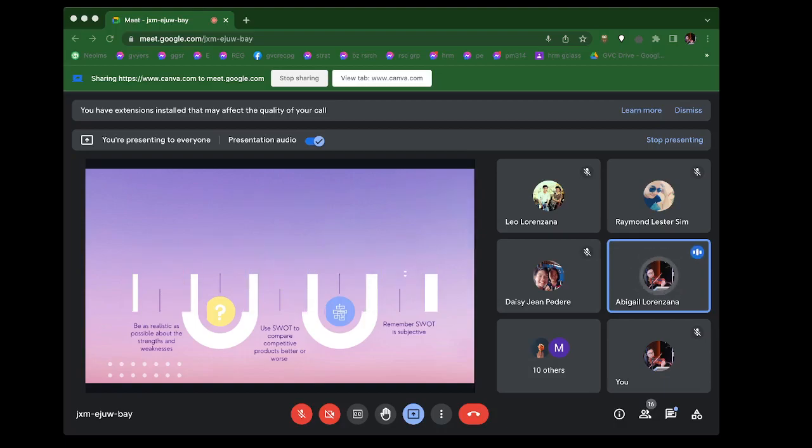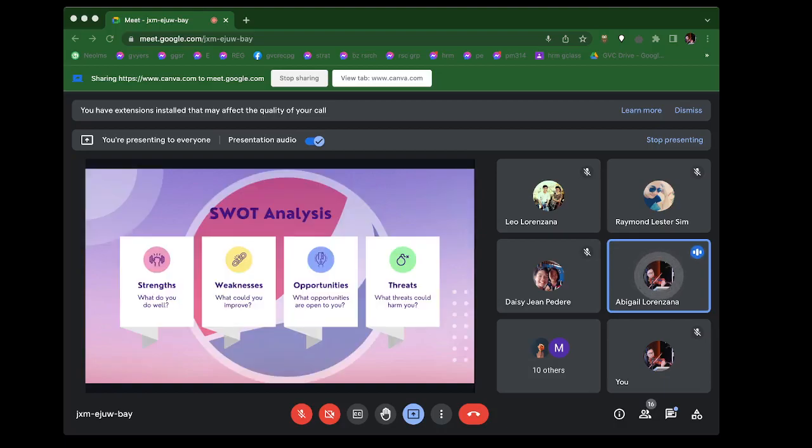Okay? So, you can do SWOT analysis on yourself. So, what do you do well? And in weaknesses, what are you bad at, or what could you improve on? Opportunities, what opportunities are open to you? Are you going to grab them? Then threats, what could be harmful to you? You have to eliminate them before it starts taking over you.